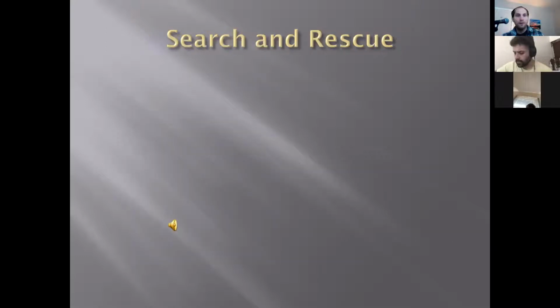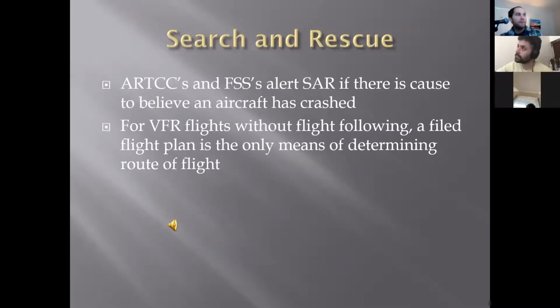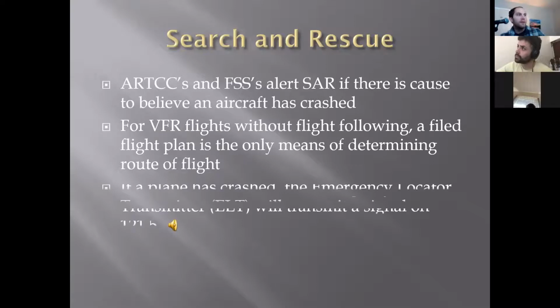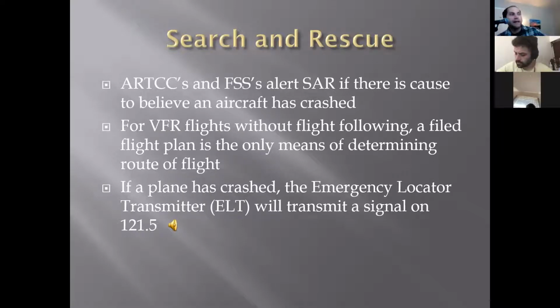So, search and rescue. They're telling us here that ARTCC, that'd be your air traffic control centers, and your flight service stations alert search and rescue if there's cause to believe that an aircraft has crashed. For VFR flights without flight following, a filed flight plan is the only means for determining their route of flight. If a plane is crashed, the emergency locator transmitter will transmit the signal, the alarm on 121.5. They call that the guard frequency, GUARD.